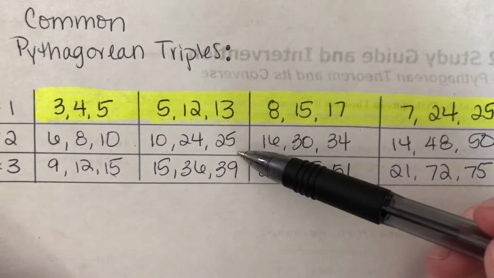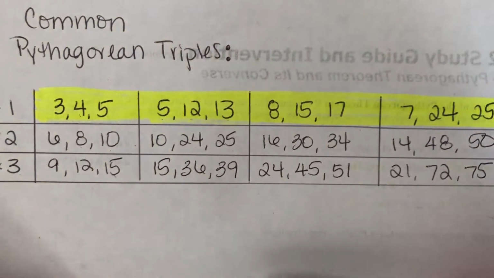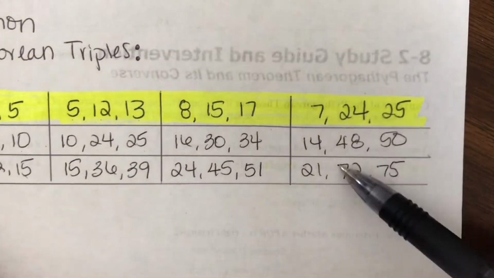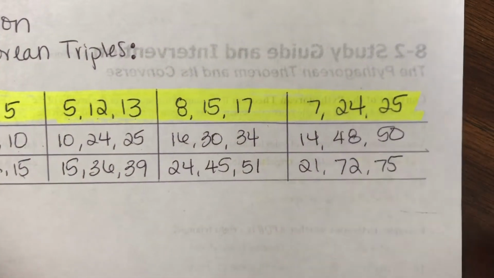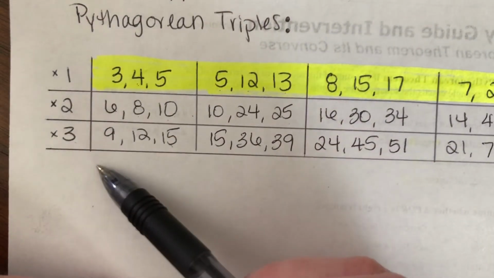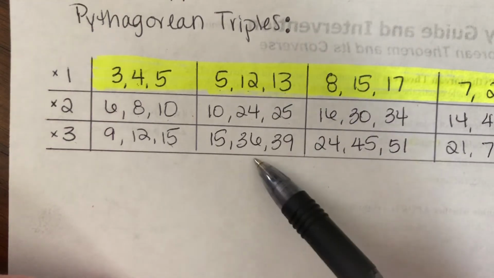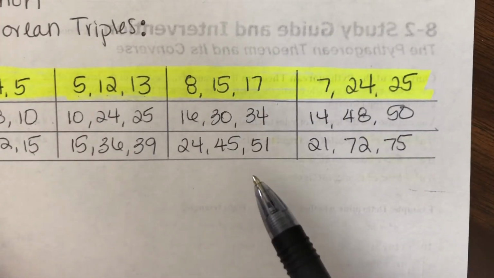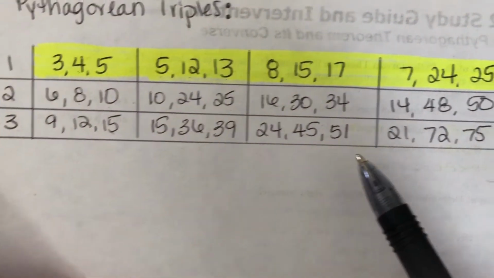These are multiples of 5, 12, and 13. These are multiples of 8, 15, 17. And these are multiples of 7, 24, 25. You could also make your chart keep going. You can multiply these by 4 and get more numbers. You can multiply by 5. You can make this chart as big as you want. But I don't think you'll deal with a whole lot of numbers like that.